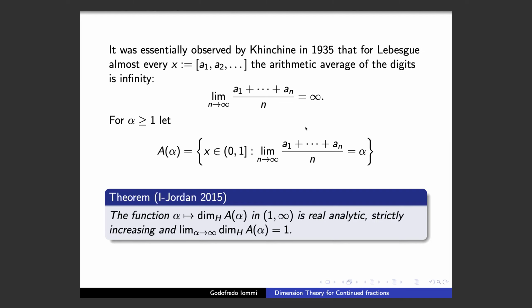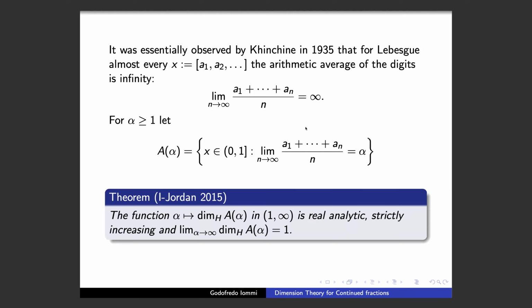It can also be proved, and that's essentially a consequence of our proof, that each set A alpha is a dense set in the unit interval. So basically what you have is a very complicated decomposition of the unit interval, and the Hausdorff dimension function that codes it is extremely regular. So it's an interesting fact.